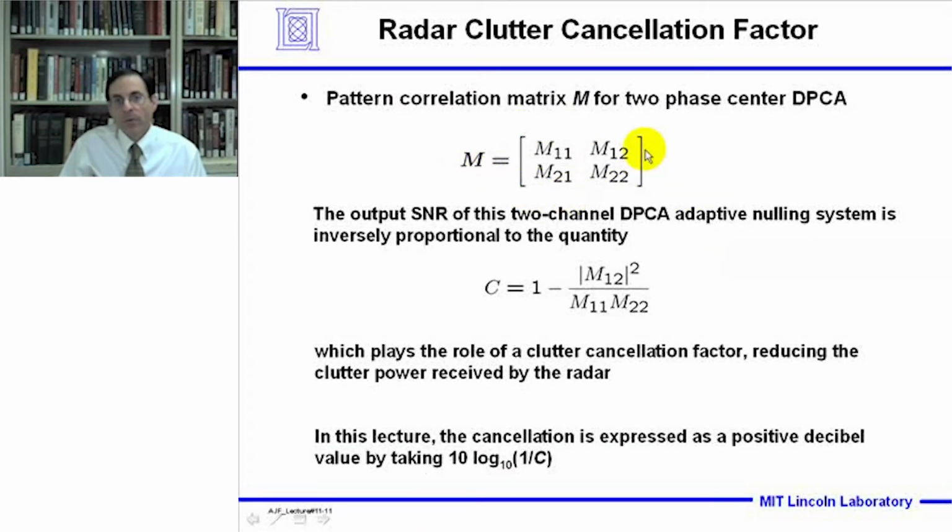So again, working with the pattern correlation matrix that we just showed in the prior slide, the output signal-to-noise ratio of this two-channel DPCA adaptive nulling system is inversely proportional to the quantity shown here. C equals 1 minus magnitude of M12 squared divided by M11 M22. So this factor plays a role in the clutter cancellation factor, reducing the clutter power received by the radar system. And in this lecture, the cancellation shown above is expressed as a positive dB value by taking 10 log base 10 of 1 over C.